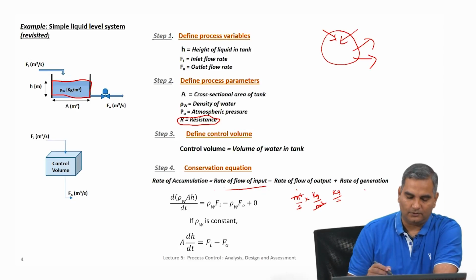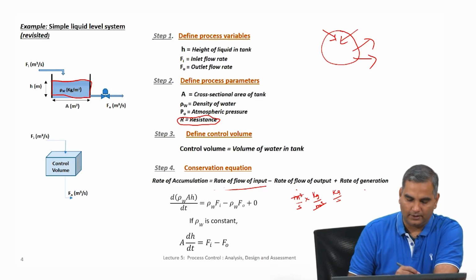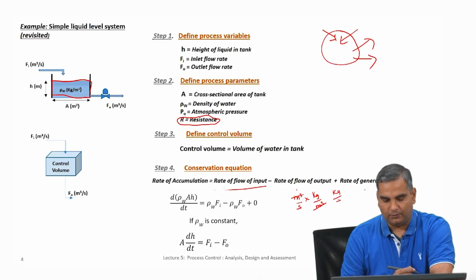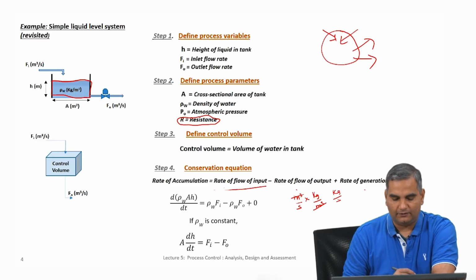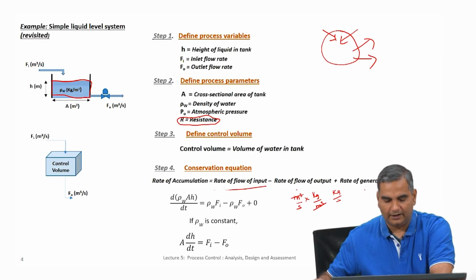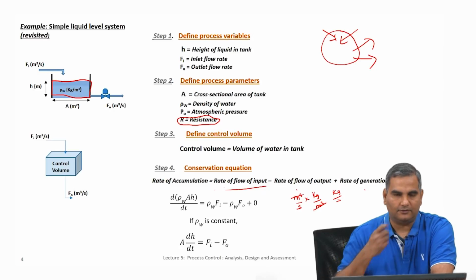Now if you assume this rho w is a constant, you can pull that out and then cancel rho w on both sides, and then you have an equation of the form A dH by dt is Fi minus F naught.